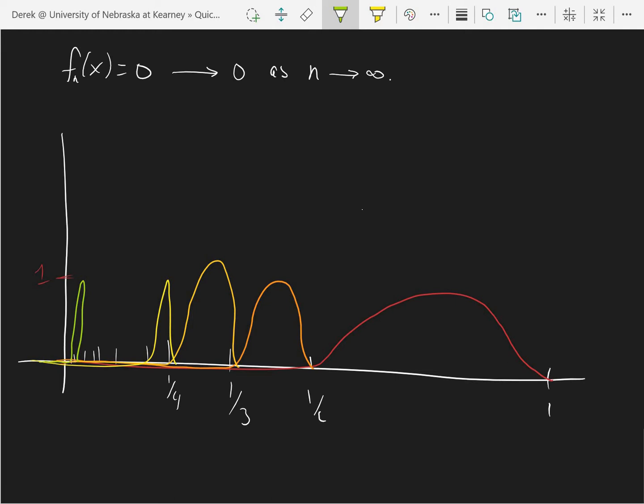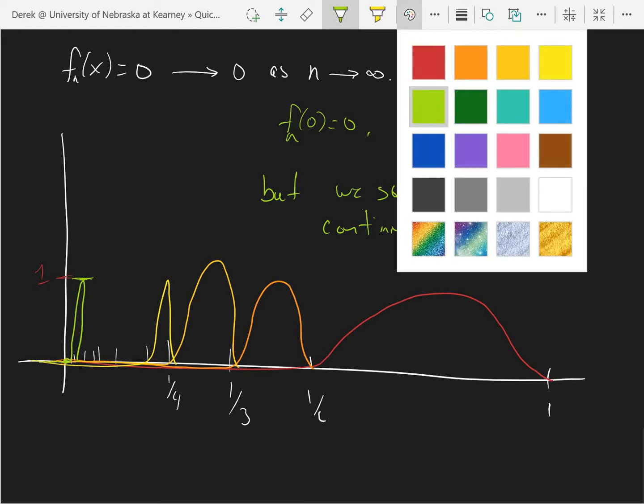But when I look at 0, f of 0 is always 0. But no matter how close I get to 0, there's always going to be functions that have values up here near 1. And that's going to blow up continuity at 0. So things kind of break, right? We break continuity at 0.